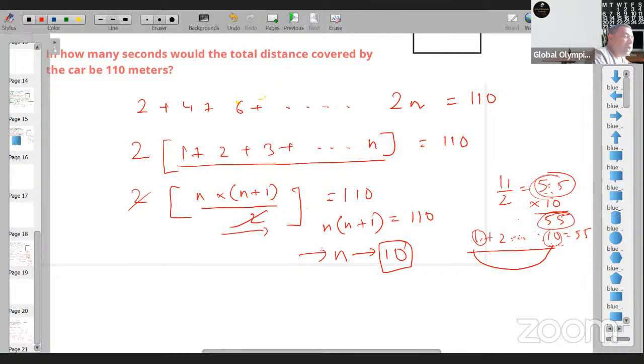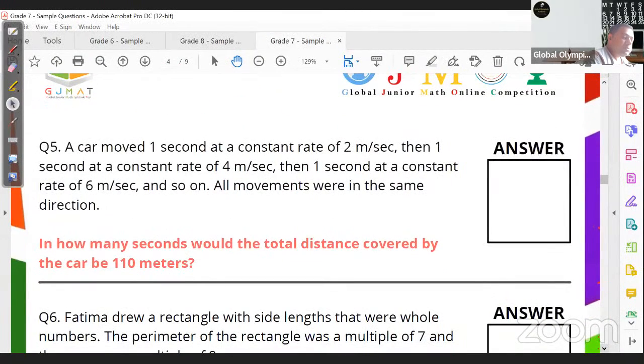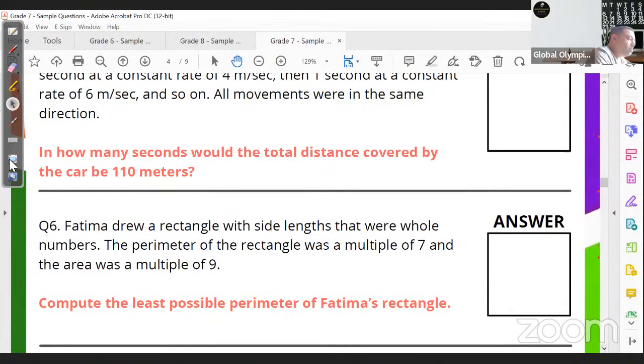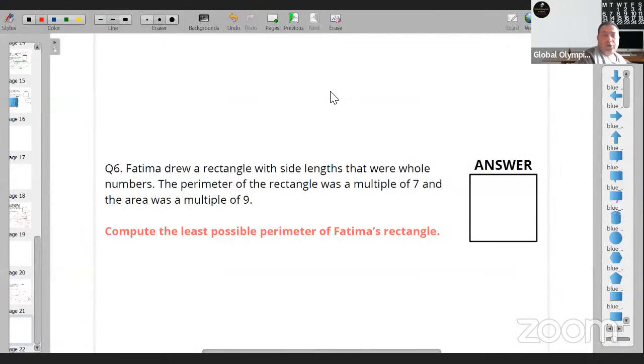Okay. Now let's look at the next question. While you look at this next question, just give me some time. I'll be just back in 2 minutes. So take a look at it and try and solve it.